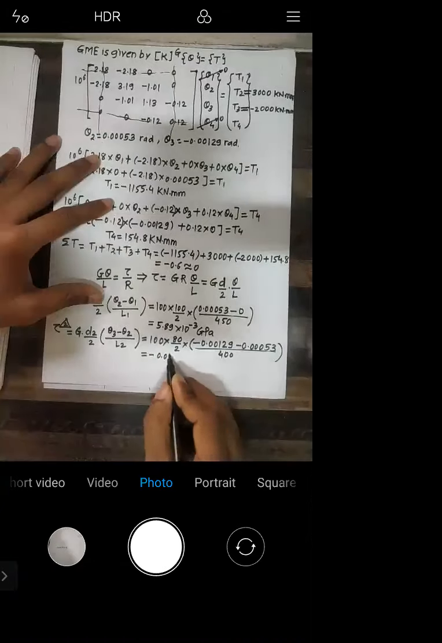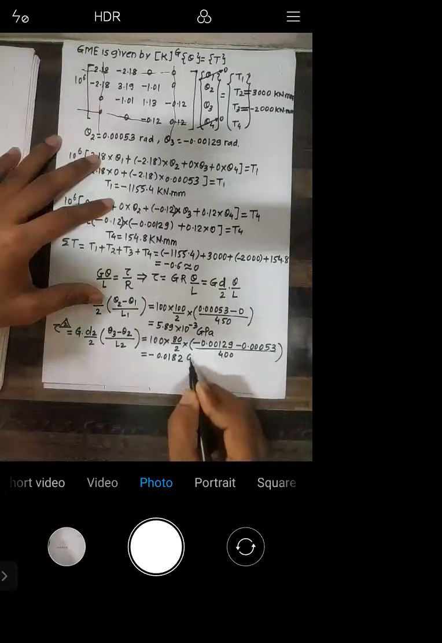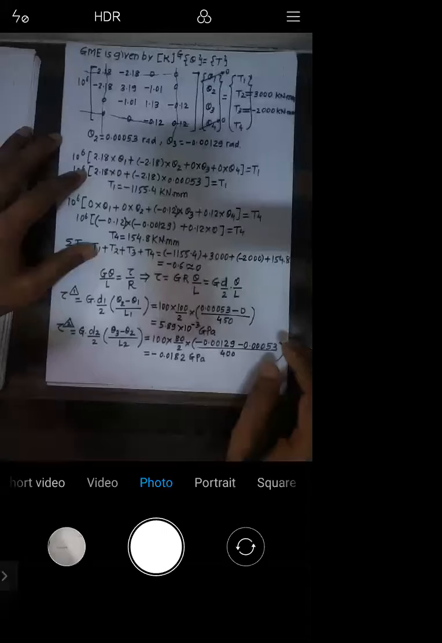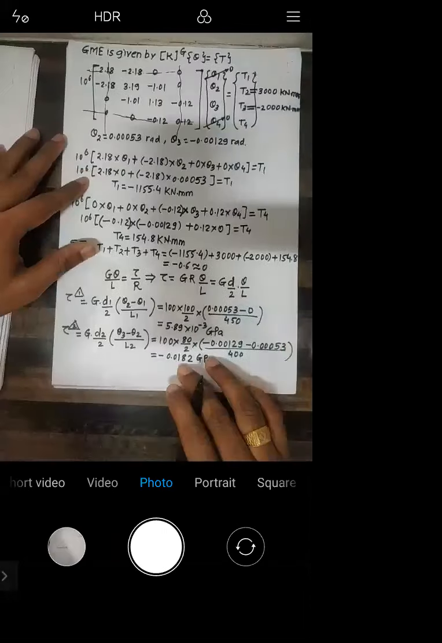Minus 0.0182 gigapascal. Is it okay or not? Yes, sir.